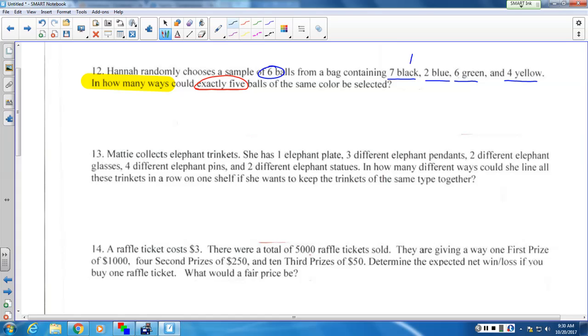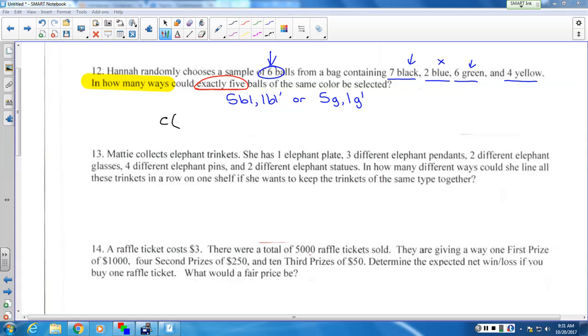So looking through here, I could get 5 black. And if I do, that means I got 1 not black, because I need 6 total. I can't get 5 blue. I could get 5 green, and if I did, I got 1 not green. And then we cannot get 5 yellow. So this is it. We can either get 5 black, 1 not black, or 5 green, 1 not green.